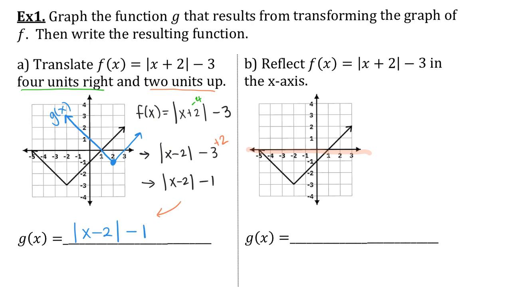Now, because it's absolute value, I really just care about the vertex. So I'm going to take this point, and it's down here. I need to move it up to here. So how far is that? 1, 2, 3. 1, 2, 3. Okay, now it's flipped upside down, so it's going to go this way now.